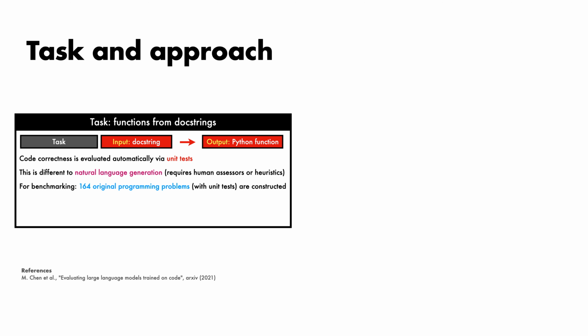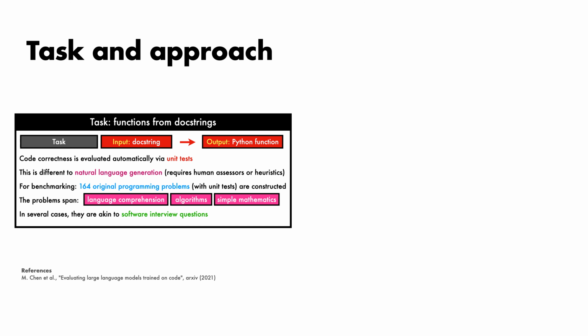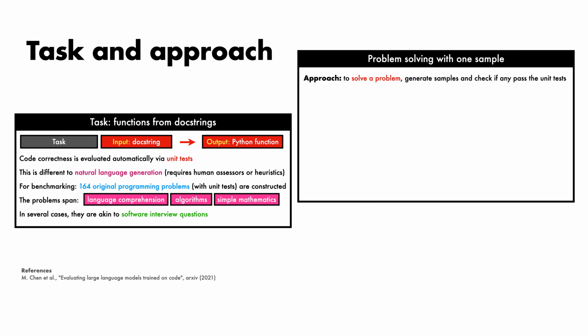To benchmark Codex, 164 original programming problems, together with corresponding unit tests, are created. These problems span skills in language comprehension, algorithms, and simple mathematics, and in several cases are akin to software interview questions. The approach taken to solving a coding problem is to generate multiple samples from the model and determine whether any of the samples pass the unit tests.